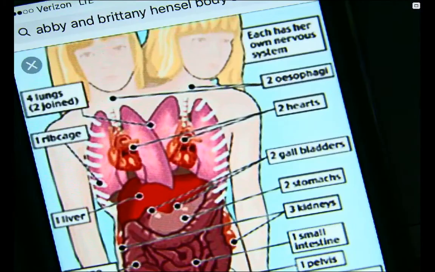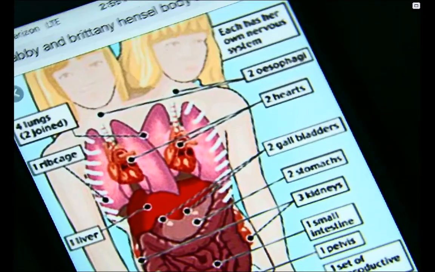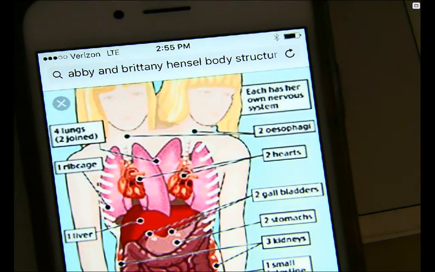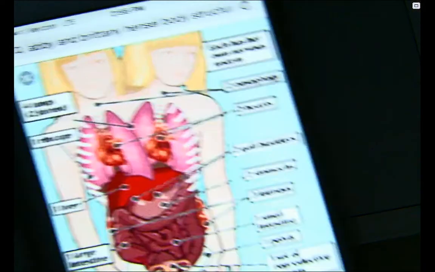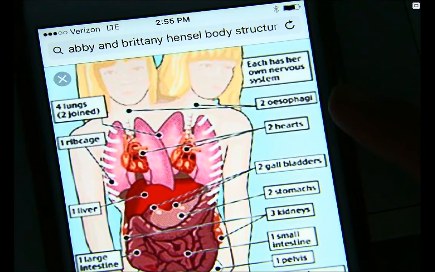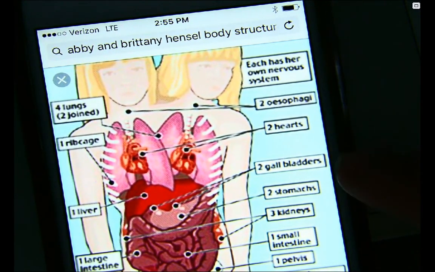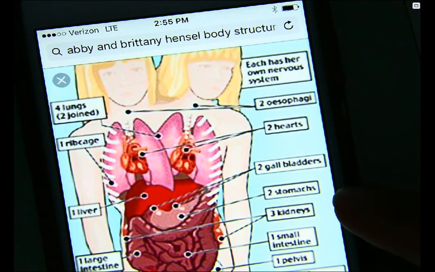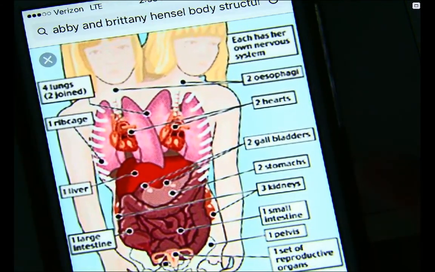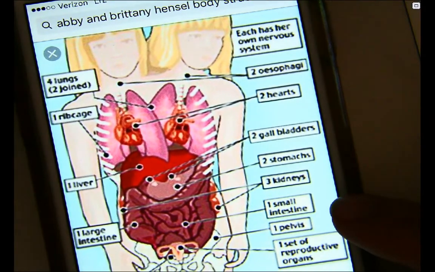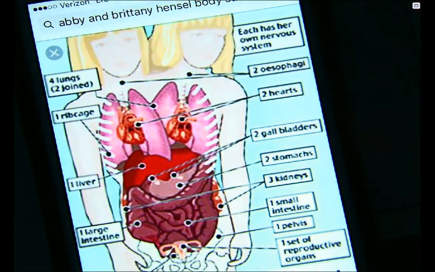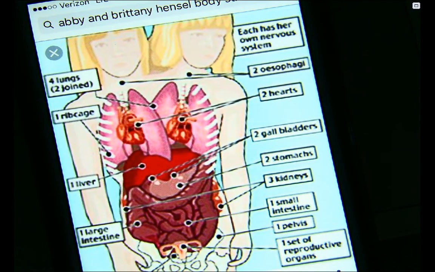This is their anatomy, and this is what always gets me. When you sit there and look at it, this is what they look like on the inside. Who controls the legs? They each control one. They each get a leg? Yeah, each of them has their own nervous system. They have 2 esophagi, 2 throats, 2 hearts, 2 gallbladders, 2 stomachs, 3 kidneys. Why do they have 3 kidneys? I don't know. I wouldn't say this is natural, no. Then they have 1 small intestine, 1 liver, 1 large intestine. So everything gets funneled into one, and they have 1 reproductive organ.